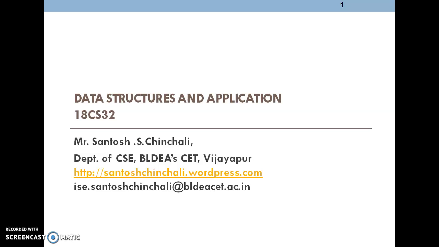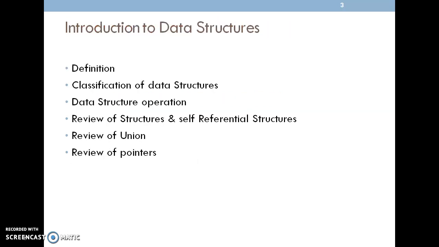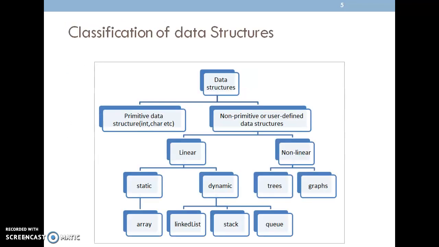In the previous video we have seen the importance of data structures, the definition of data structures, and the classification of data structures. In the classification we have seen primitive, non-primitive, linear, static, and dynamic, and in that array, linked list, stack and queues. Linked list we will see thoroughly. Up to now we have seen arrays, stacks and queues with an example for each.